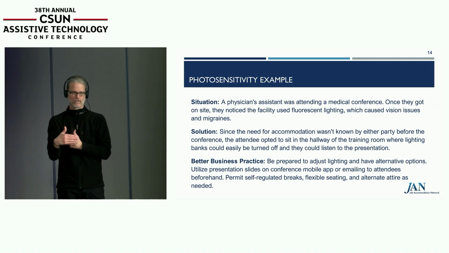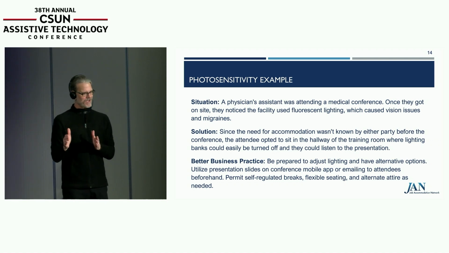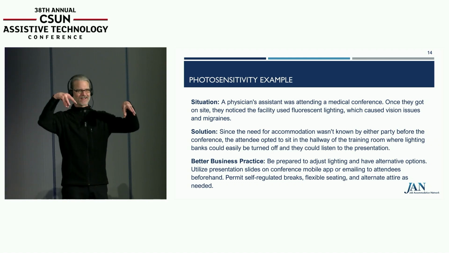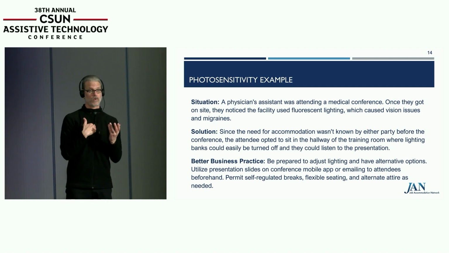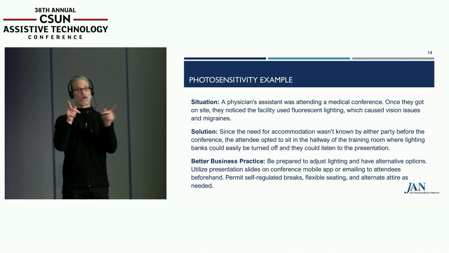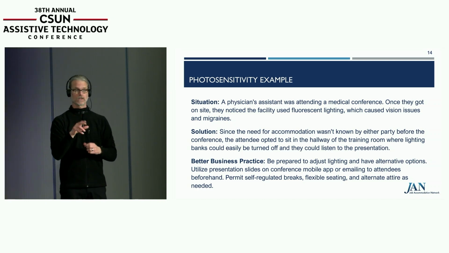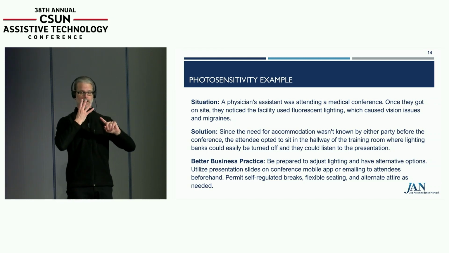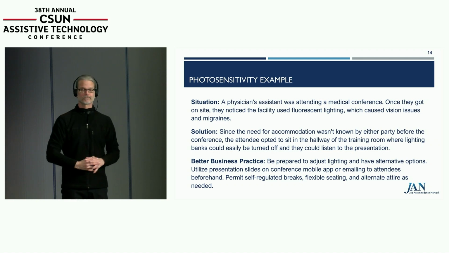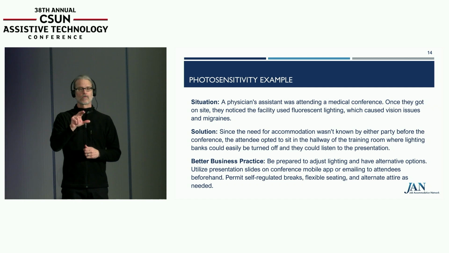So a better business practice in a situation like this would be to be prepared to adjust lighting if possible, as well as having alternate options. Some conferences will offer an alternate viewing space where people can participate via a video link, or they may be able to offer a space that is somewhat shielded from light, from external noise, or from whatever it might be impacting the person. We do see this sometimes with a fragrance-free zone within a presentation room as well.